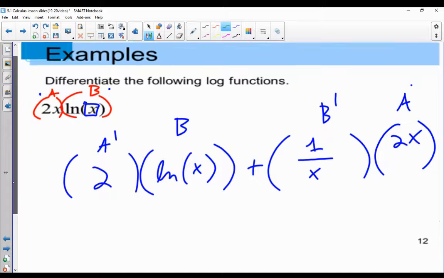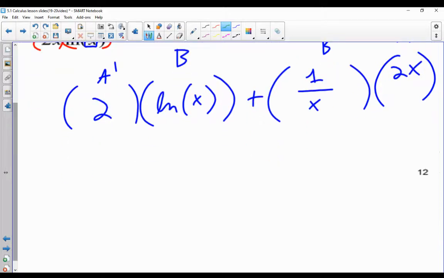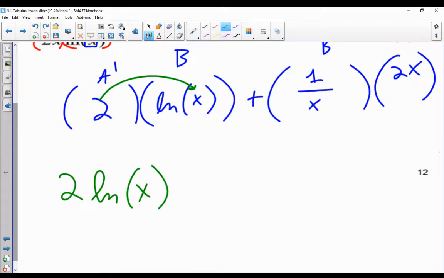Simplify from there. Again, you can't for here. The 2 times natural log of x, you can't multiply the 2 and the x together. The x is with the ln, the 2 is not. So you have to keep them separate. So that'll be 2 natural log x.